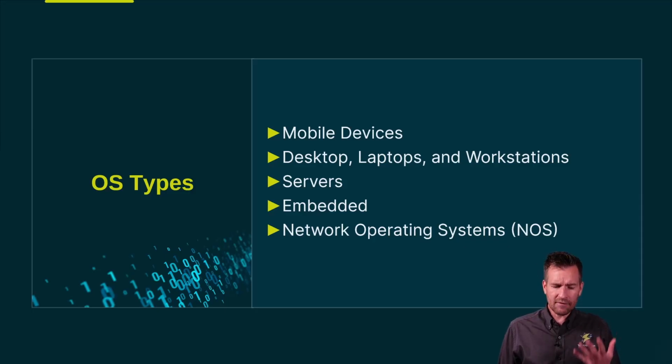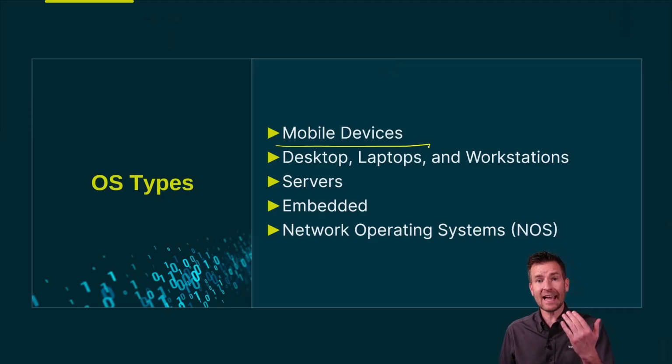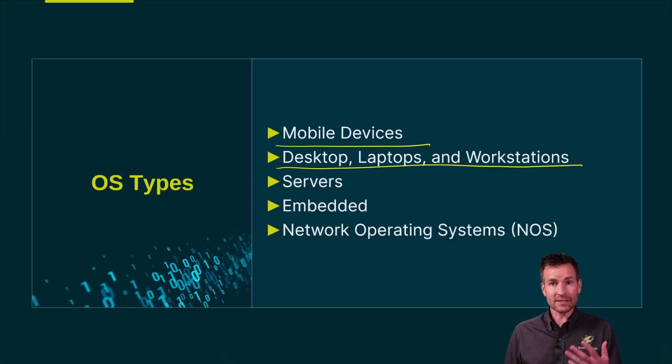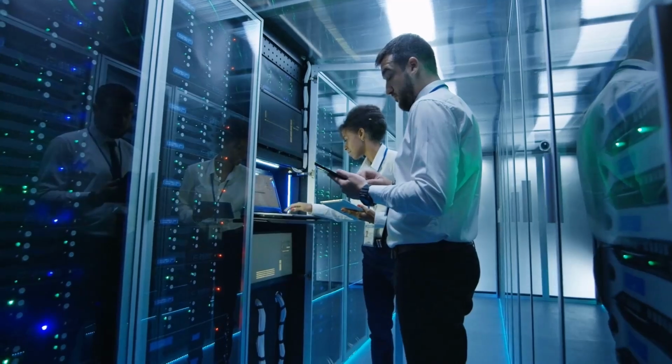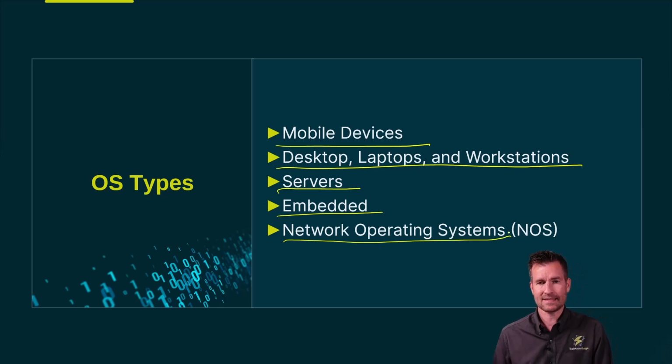Some examples of operating system types would be mobile devices, where your mobile device has a certain operating system on it. We also have operating systems that go on desktops, laptops, and workstations. There are some operating systems built specifically to be a server. Then we have embedded operating systems. There are also other operating systems out there. For instance, Cisco calls the operating system for their switches a network operating system, or a NOS.